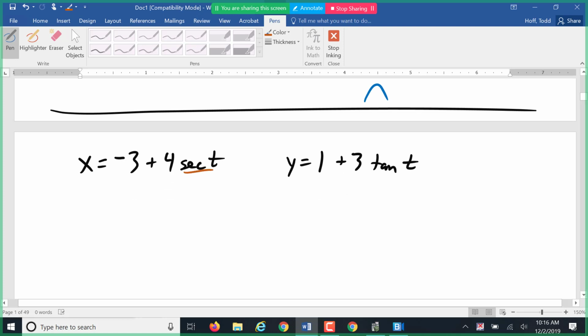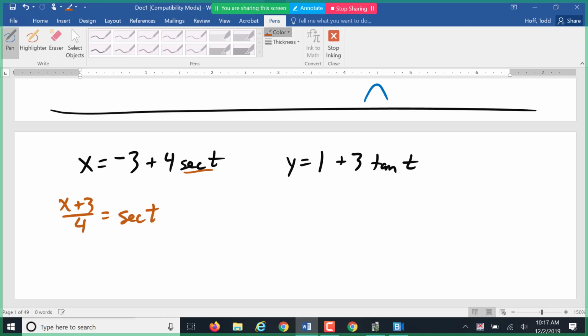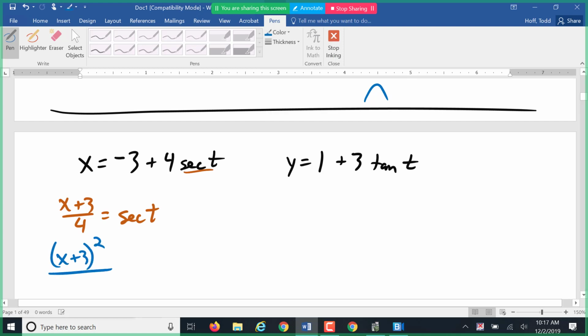I'm going to add 3 and divide by 4. Now I'm going to skip some steps in the algebra. I'm assuming you guys can follow. So if I add 3 and then divide by 4, I've got x plus 3 over 4 equals the secant of t. Then when I square that, that's x plus 3 squared over 4 squared, which is 16, equals the secant squared of t.